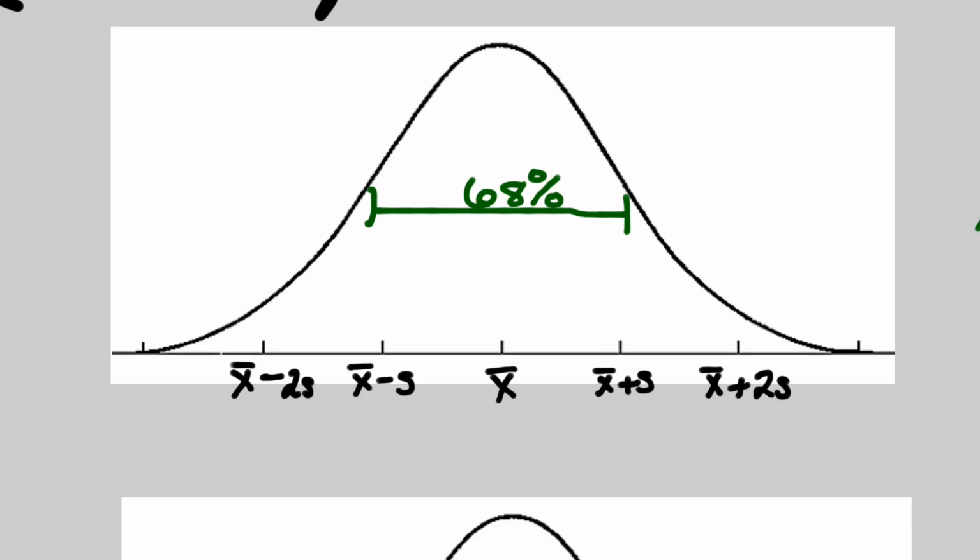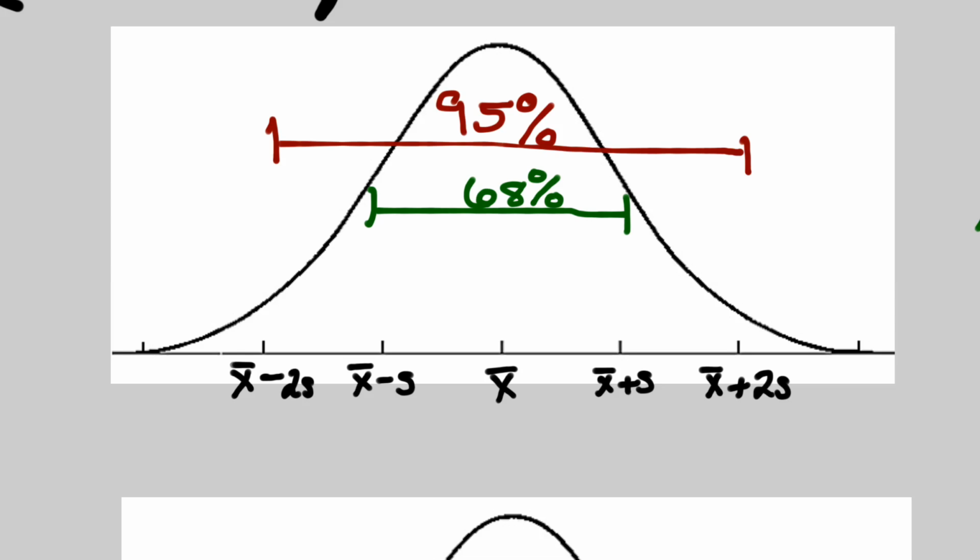Same idea. If we were to increase our spread again, or increase our window to 2 standard deviations, so instead of looking at the middle of the mean, we're going to add not 1, but 2 standard deviations, and we're going to subtract not 1, but 2 standard deviations to increase our window. We would now encompass 95% of our data.